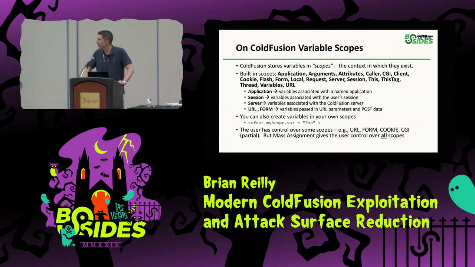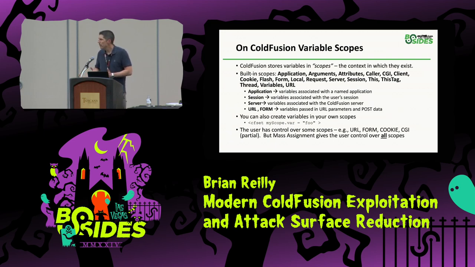But before I talk about the mass assignment vulnerability, I want to talk a little bit about ColdFusion variables and variable scopes. ColdFusion stores its variables in scopes, which is basically just the context that they exist in. There's a bunch of predefined built-in scopes in ColdFusion. Your application scope contains a bunch of variables about your application. Your session scope may contain variables about a logged in user or basically anything about the user's session state. You have variable scopes like URL and form that contain all of your URL parameters or all of your form data. And beyond the built-in scopes, you can create custom scopes as well.